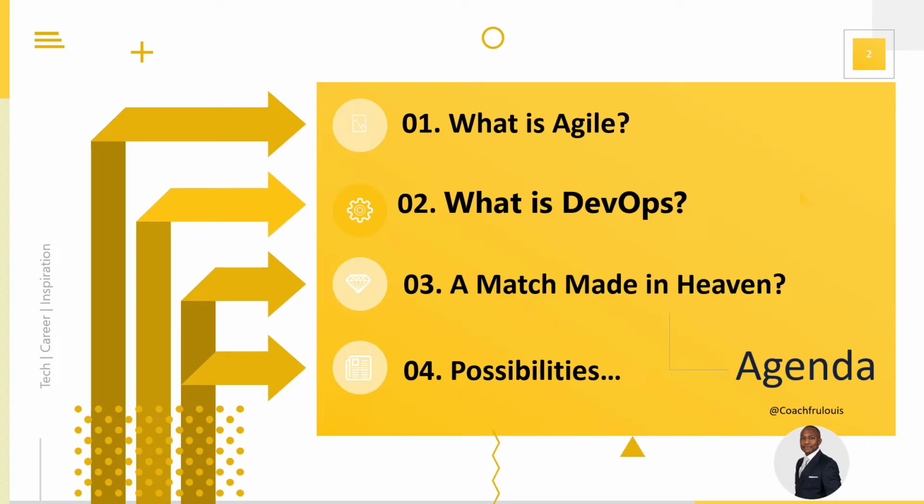For the agenda, we're going to look at what exactly Agile is. We're also going to look at what DevOps is. And we're going to ask and answer the question, is this really a match made in heaven, once we understand what each of them stands for? And then, as always, we're going to talk about some possibilities and where to go from here.